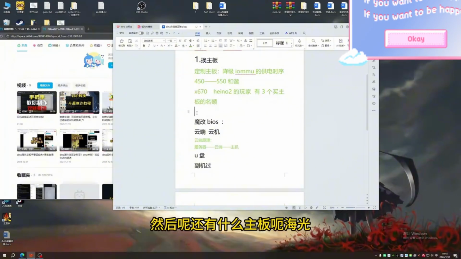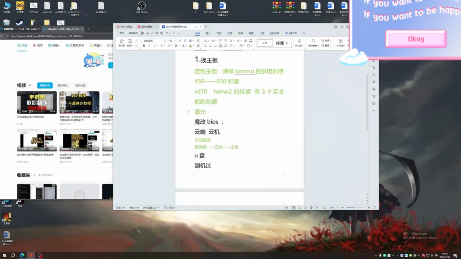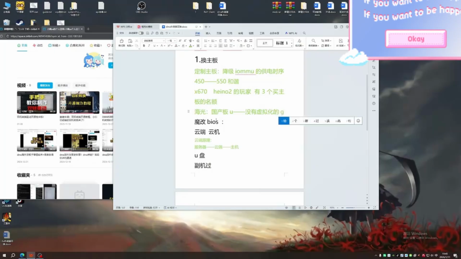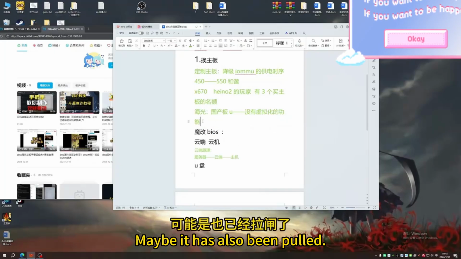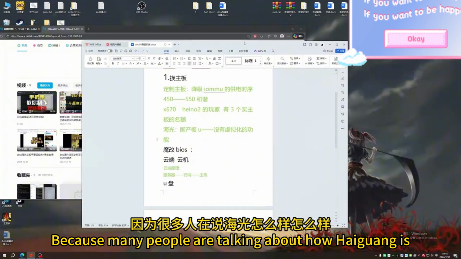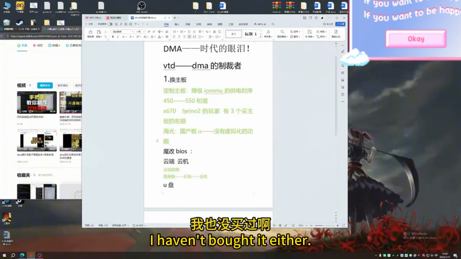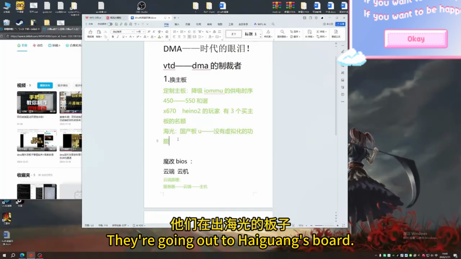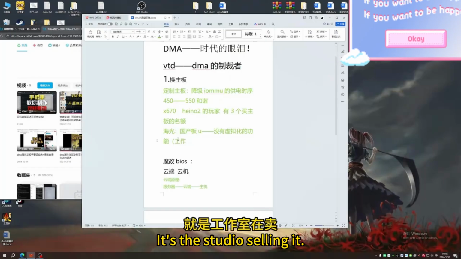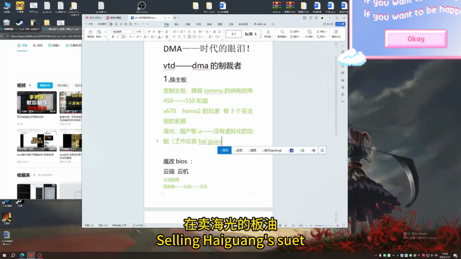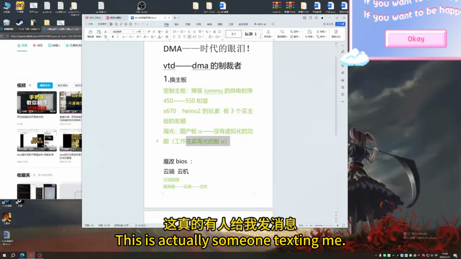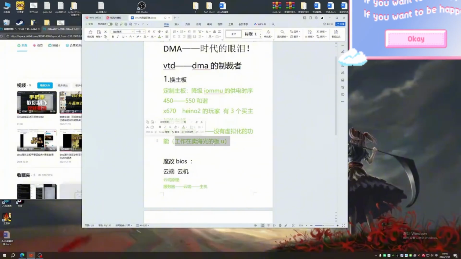And then what's first? The main board, Haiguang. This is a domestic board. How about this one? Is there no virtualization function at all? There's no virtualization. And what about Haiguang recently? Many people have also been talking about how Haiguang is. Well, I haven't bought it either. But I know a studio that is going out to Haiguang's board. The studio is selling Haiguang's suit. Okay, this is the news I got. Actually, someone texted me asking if I would accept the equipment.